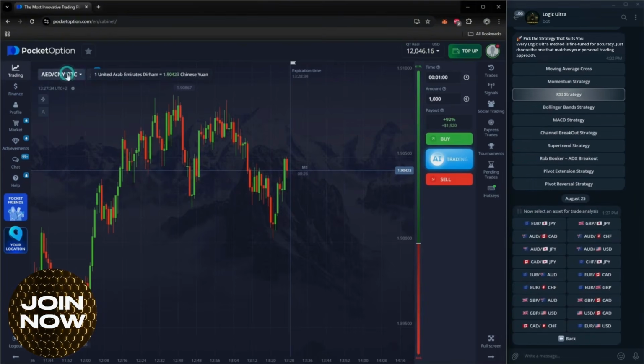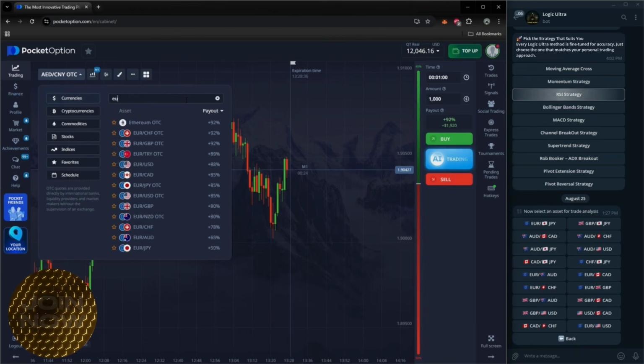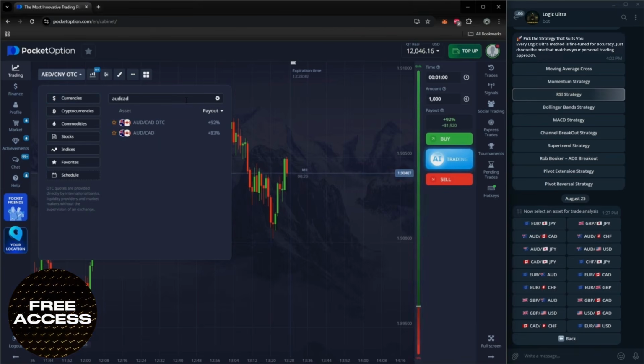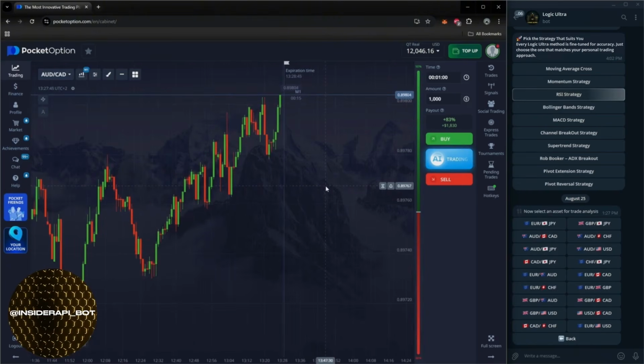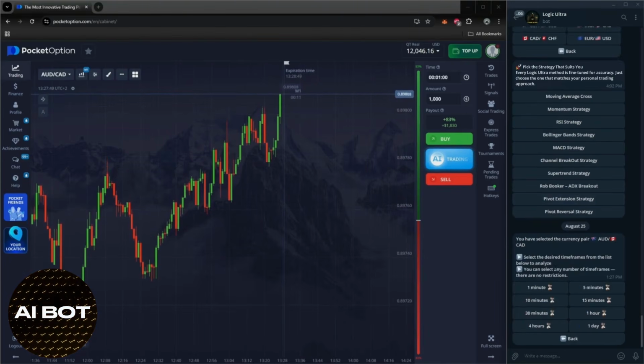So we selected it. Next step is getting our asset. You want a good payout on your assets. So let's look. Australian dollar Canadian looks like a solid 183%. I usually go for above 80. And now we select the asset Australian dollar Canadian right here.